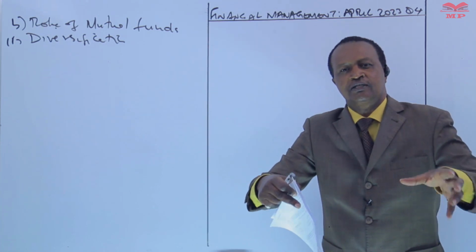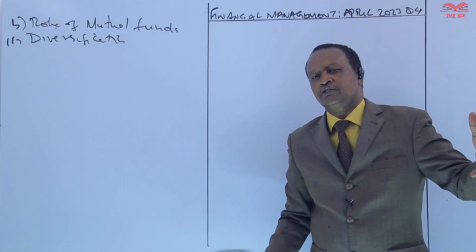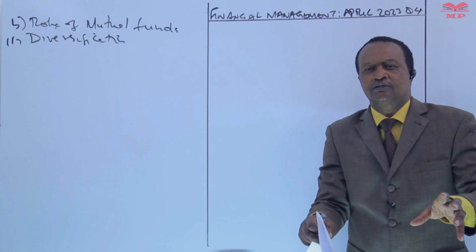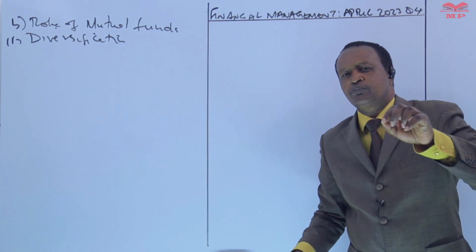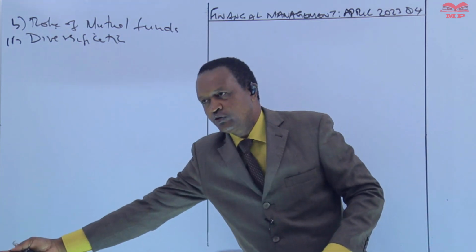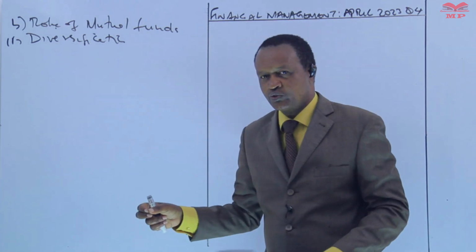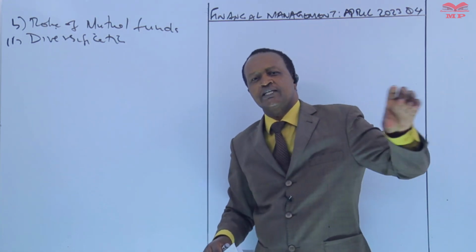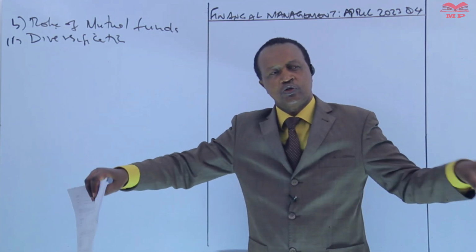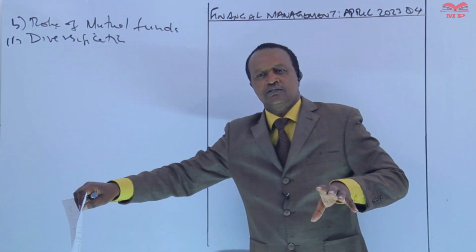the money that is pooled from different investors, the collective investment, is pooled from many investors to purchase a diversified portfolio of stocks, bonds, and other securities. So diversification. Mutual funds pool money from numerous investors to invest in a diversified portfolio of stocks, bonds, and other financial assets.